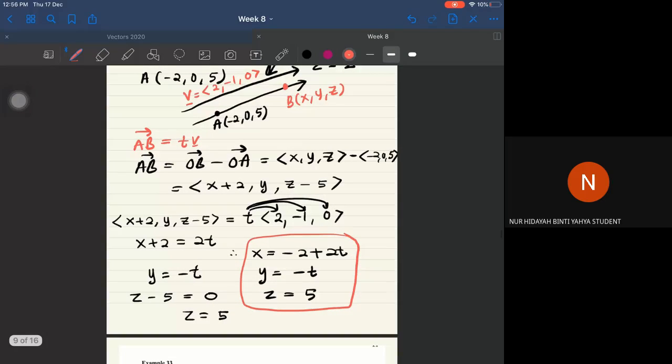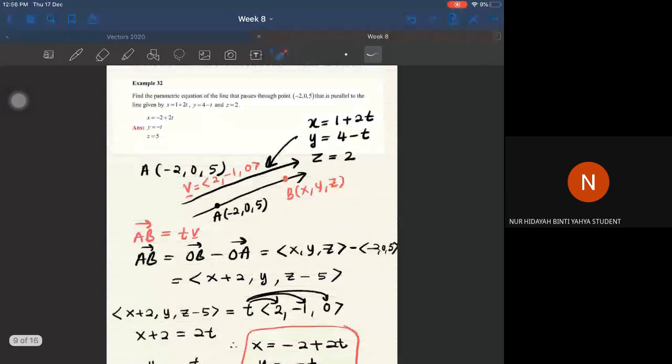So kalaulah soalan minta jawapan dalam bentuk Cartesian equation, jadikan T sebagai subject. Then you will have a Cartesian equation. So you ikut kepada kehendak soalan.